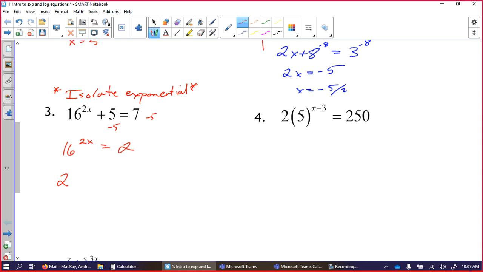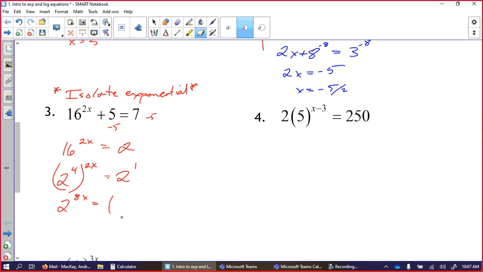16 is a power of 2. It's 2 to the 4th. So the 16 to the 2x, that's 2 to the 4 times 2, 2 to the 8x equals, oops, sorry, 2 to the 1. 8x equals 1. x is 1 over 8, which, well, that's to the quarter, makes a little bit of sense. It makes sense that that's a big base, that's a small base, that we need a fractional exponent.